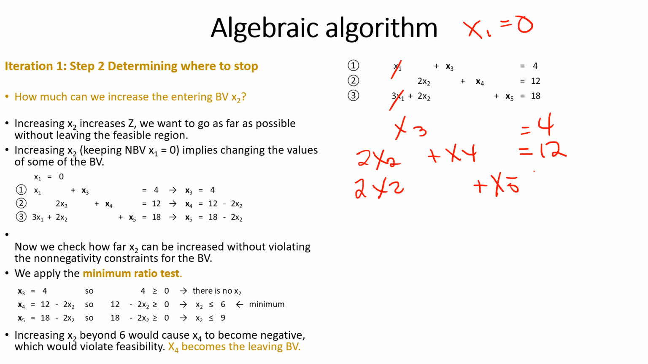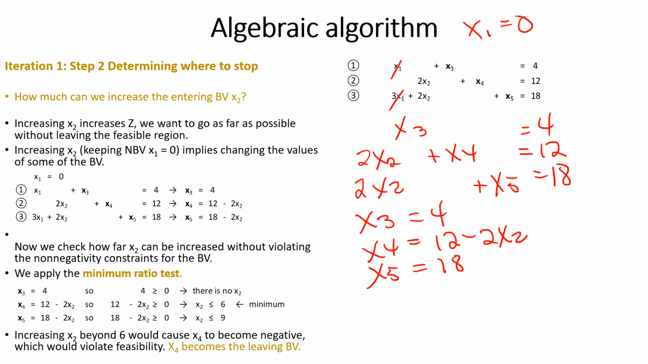Right now we are not really interested in working with our other variables. We want to know how far we can go with x2, so we're going to move the 2x2 to the other side, and what we're going to get is x3 equal to 4, x4 equal to 12 minus 2x2, and x5 equal to 18 minus 2x2. And we're going to work only with this part of the equations.